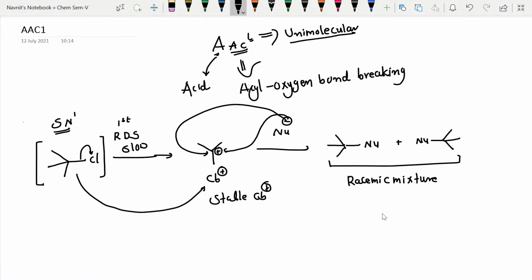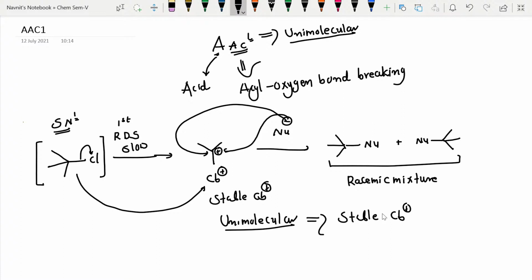The rate determining step involves only one species, that is tertiary butyl chloride, and that's why this reaction is known as unimolecular. So one thing is clear from this SN1, that a unimolecular reaction proceeds through the stable carbocation in case of SN1.